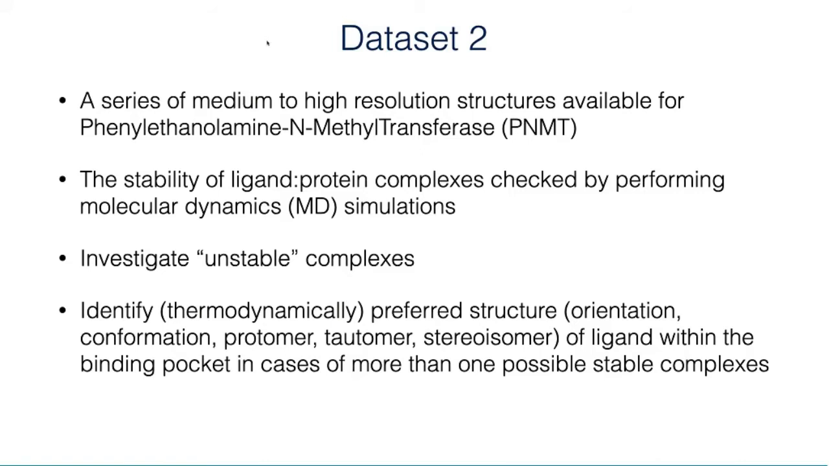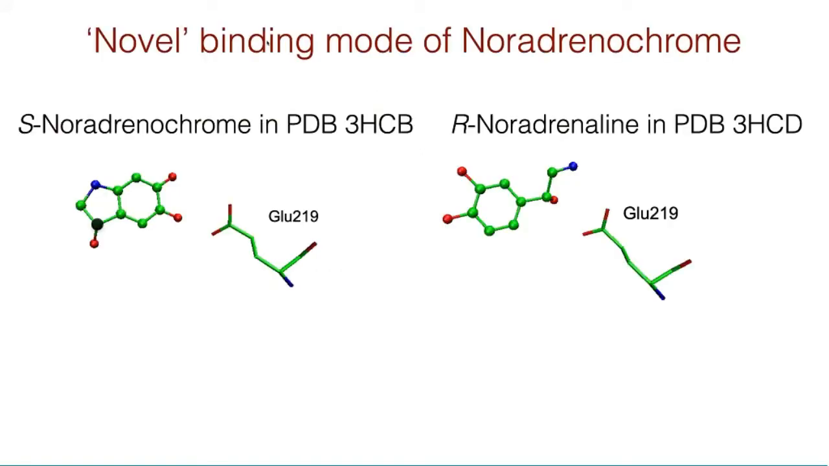This is critical because many structures are solved using a racemic mixture of the ligand, and the density won't tell us which isomer has been crystallized, or maybe both of them are crystallized. And what is the protomeric and tautomeric state? To investigate this, we looked at one of the systems from PNMT, and I took up this example just to demonstrate how critical this can be.